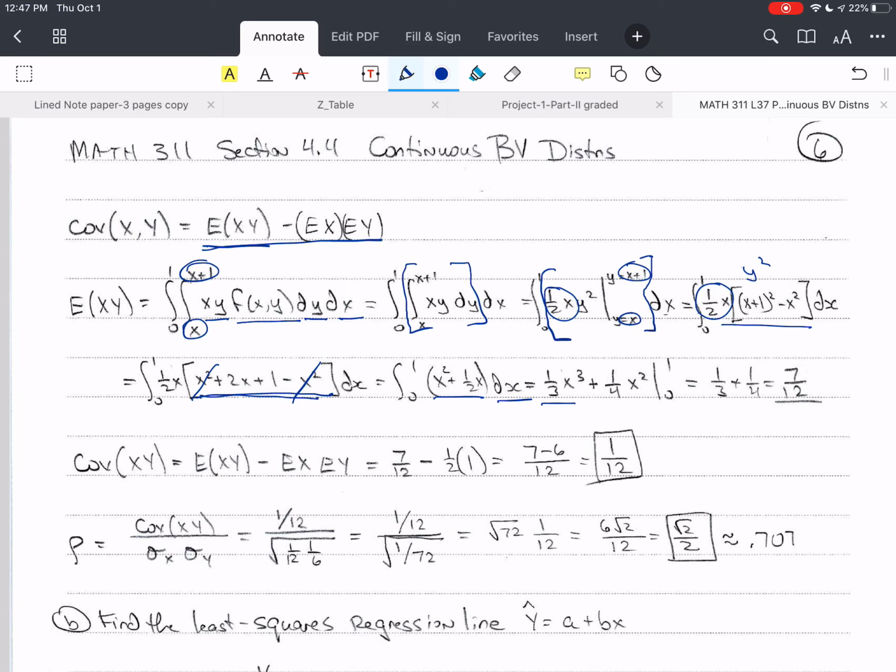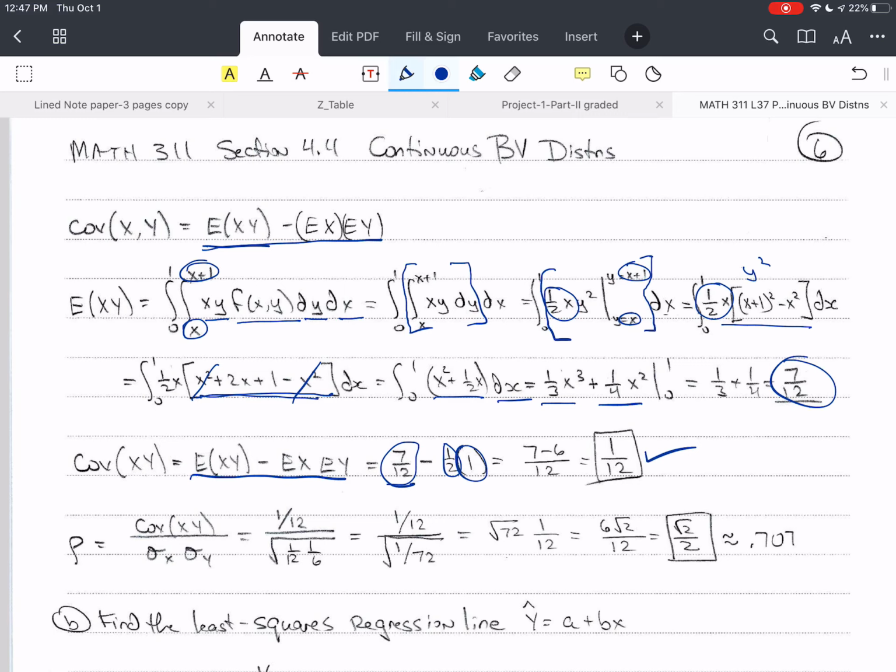Integrate that. 1/3 x cubed plus 1/4 x squared. 0 to 1 is 1/3 plus 1/4. It gives me 7/12. So my covariance is E of xy minus E of x times E of y. And that's 7/12 minus E of x, which is 1/2, times E of y, which is 1. And so that ends up giving me 1/12 for my covariance.